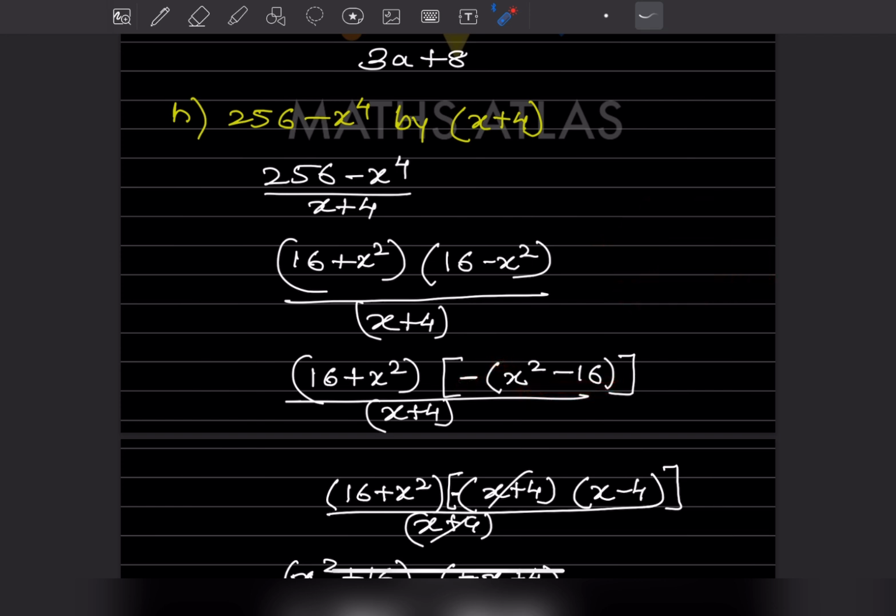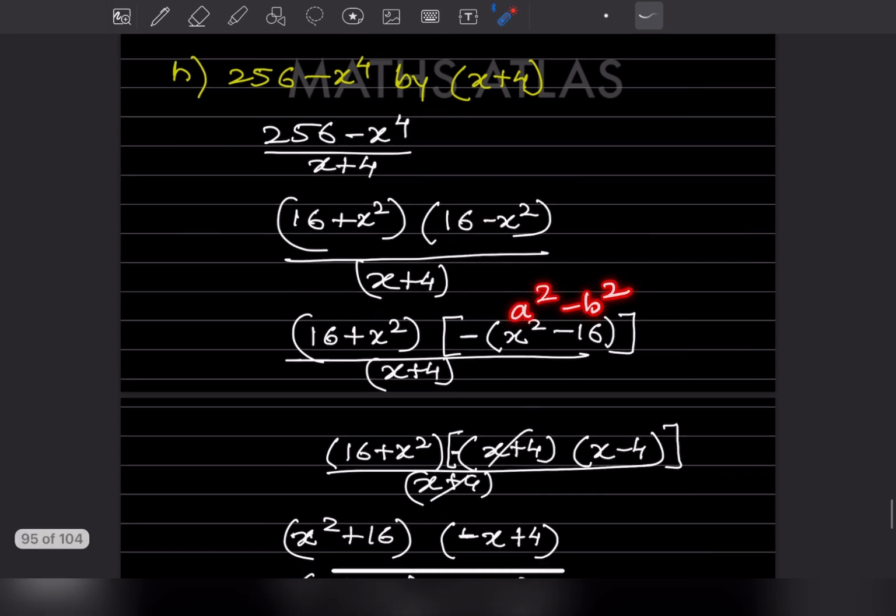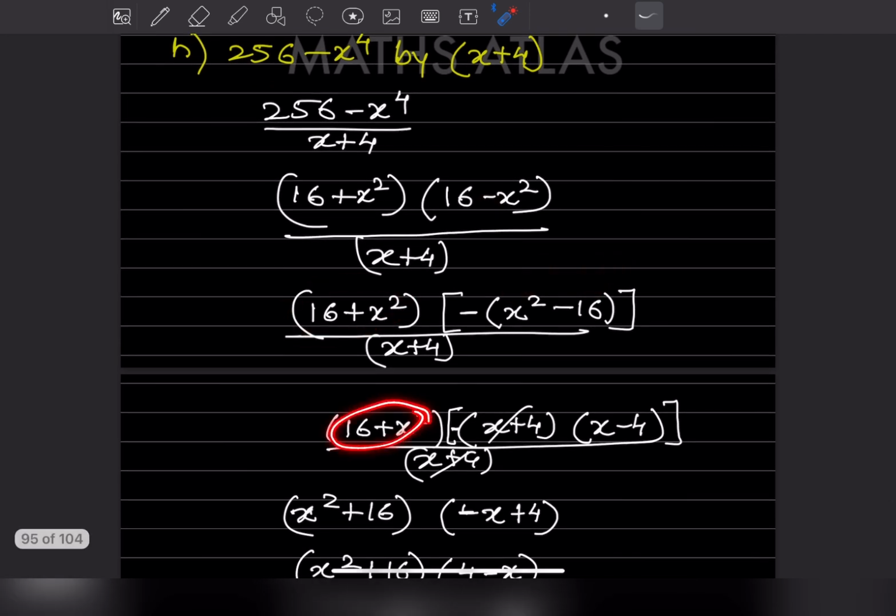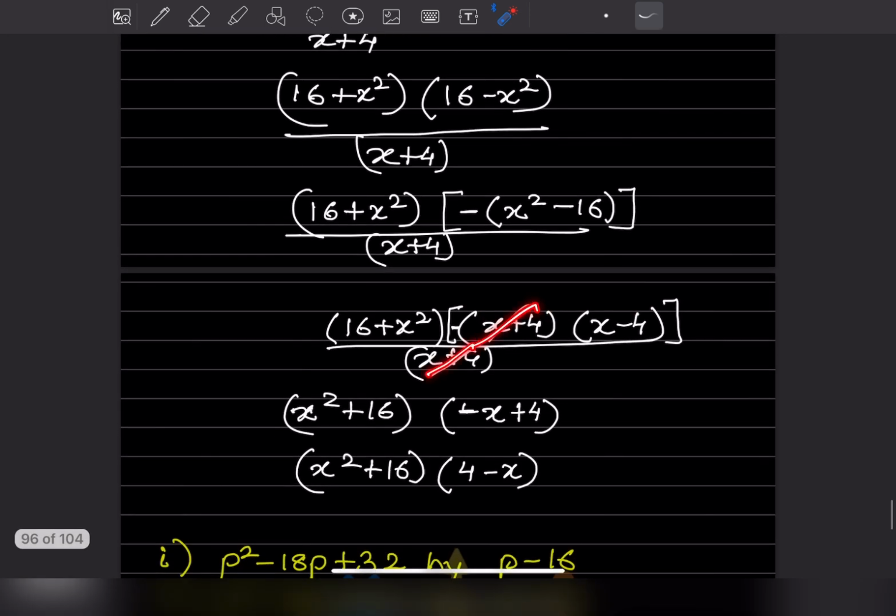So now this is easy because here was minus here. So now it is in the form of a square minus b square. So this part is the same. Now this minus is here and here this is again in the form of a square minus b square. So that is going to be x square minus 4 square. So that will be a plus b and a minus b. So this and this get cancelled.